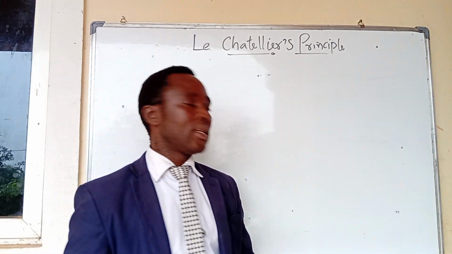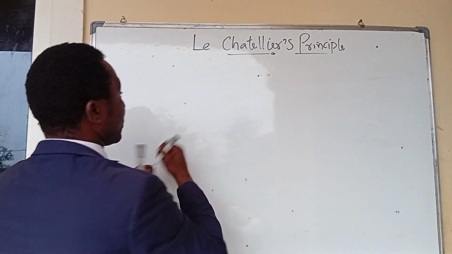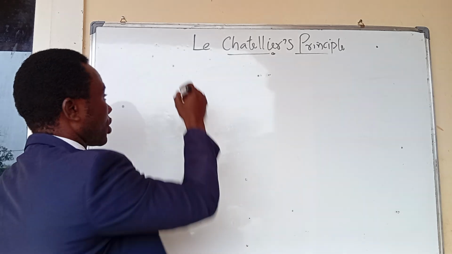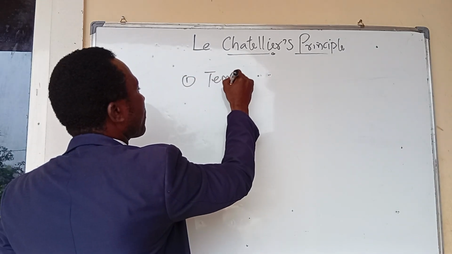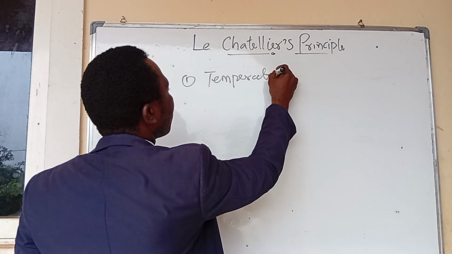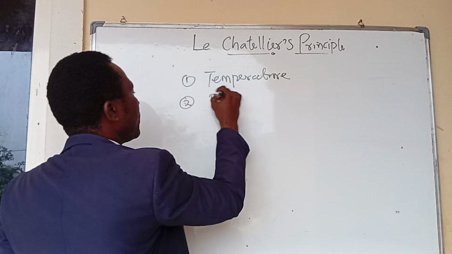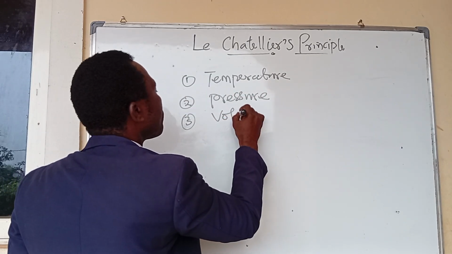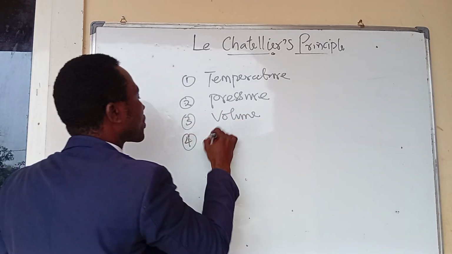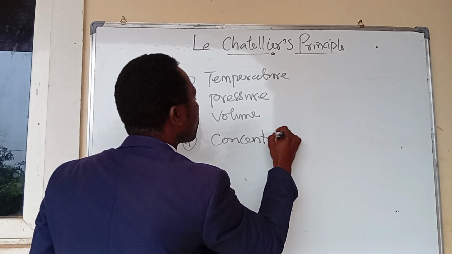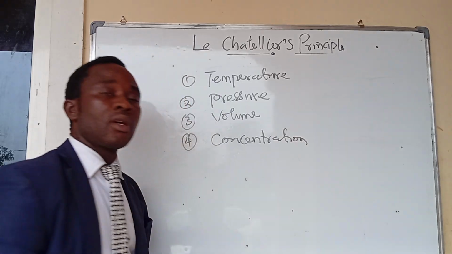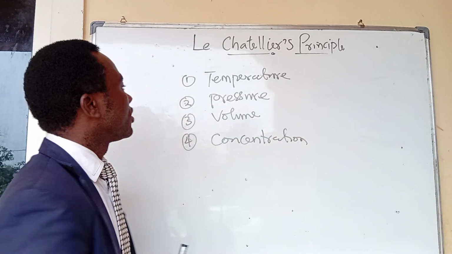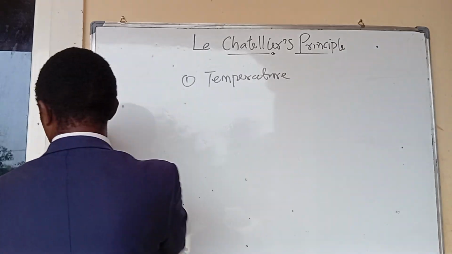Now, having gotten this, we can agree that there are 4 important conditions that can shift equilibrium position. Number 1 is temperature. Number 2 is pressure. Number 3 is volume. While number 4 is concentration. These conditions can affect equilibrium position. Now let us look at how temperature can affect equilibrium position.